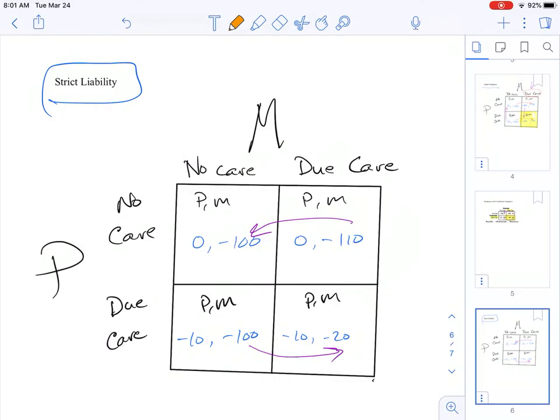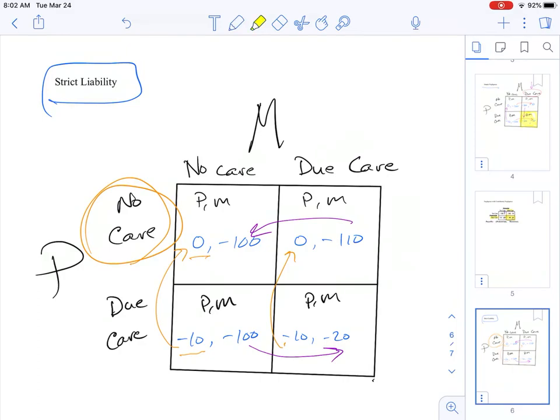So for the pedestrian, if the motorist were to not exercise care, that puts us in the left column. Would the pedestrian be better off exercising due care? That gives us minus 10. Or not taking care? That gives us 0. Well, definitely 0 is better than being out 10. Now, what if the motorist does exercise due care? That puts us in the right column. If the pedestrian exercises due care, they're out 10. If they don't, they're out 0. So it turns out that the pedestrian is better off not taking care no matter what the motorist does.